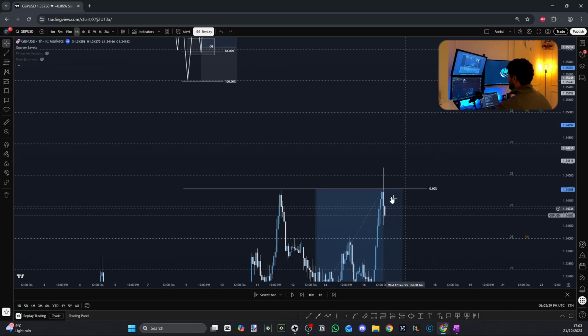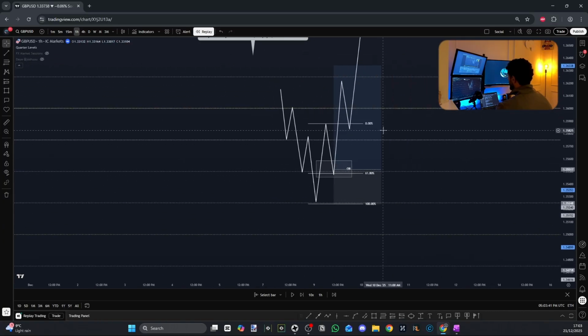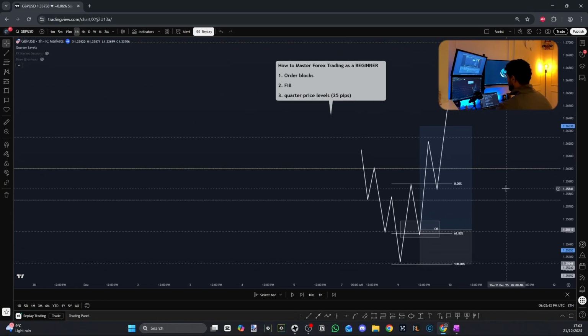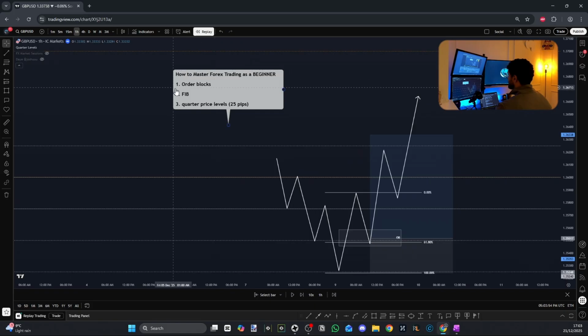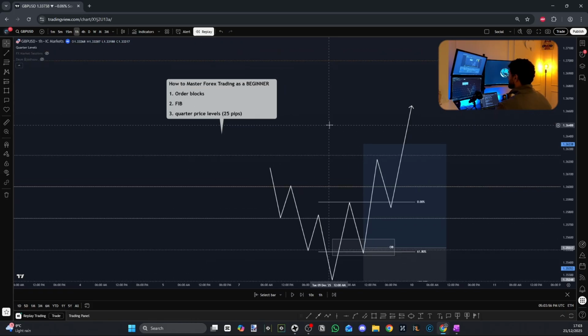And setups like this happen every single week, at least once, across pretty much all of the Forex pairs. It's all about backtesting and just seeing for yourself that when you combine these very simple smart money concepts, order blocks, Fibonacci, and quarter price levels, they can really form really good high probability trade setups. And I'll pause the video here now.